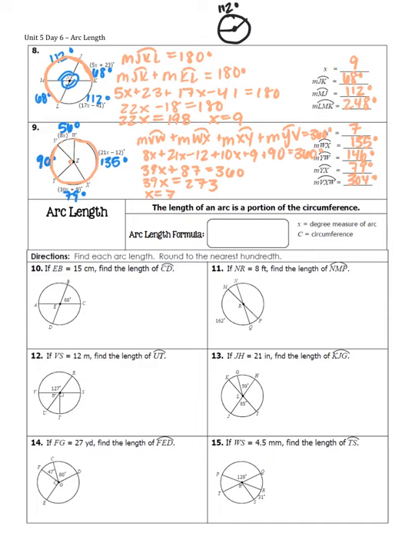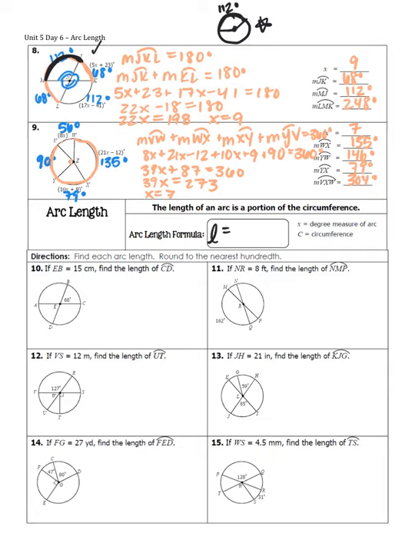Arc length is something different. It's a portion of the circumference, and the circumference is going to change when the circle gets bigger or smaller, okay? So even though this arc measure is 112 and 112, the arc lengths are different because this circle is a lot smaller than this circle, okay? So arc length isn't too bad. We just have a formula for it.